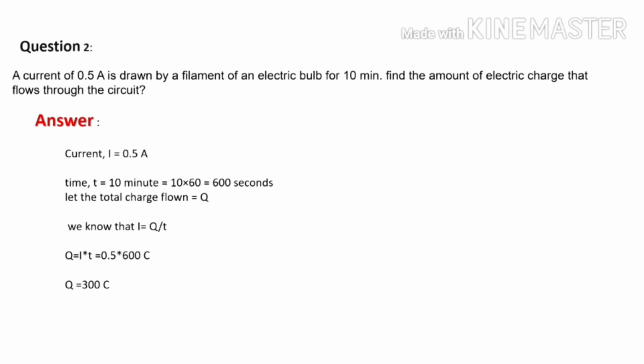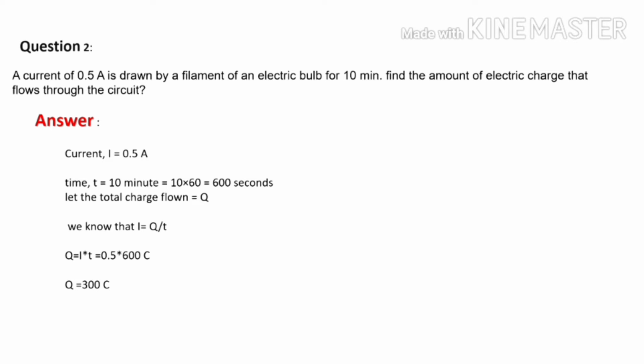Second problem, read the question. A current of 0.5 ampere is drawn by a filament of an electric bulb for 10 minutes. Here the given data is current I equals 0.5 ampere, ampere is the SI unit, and time t equals 10 minutes. So I will convert it into seconds. If it is hours, you also change it into seconds. 1 minute is 60 seconds, so 10 minutes is 600 seconds. Find the amount of electric charge flowing through the circuit.